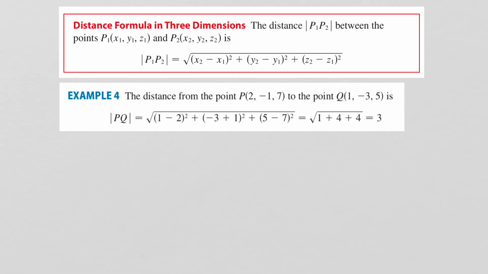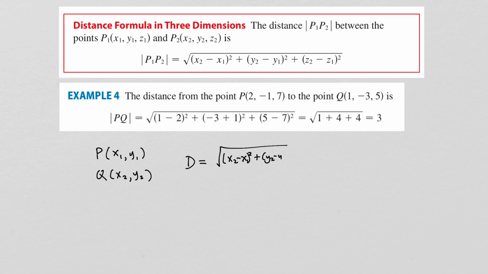The distance formula in 3 dimensions is very similar to the distance formula in 2 dimensions. In 2 dimensions, if I have a point P, which has coordinates x1, y1, and a point Q, which has coordinates x2, y2, we know the distance is equal to the square root of x2 minus x1 quantity squared plus y2 minus y1 quantity squared. So in 3 dimensions, we just basically add another term to this and subtract the z coordinates of the points.